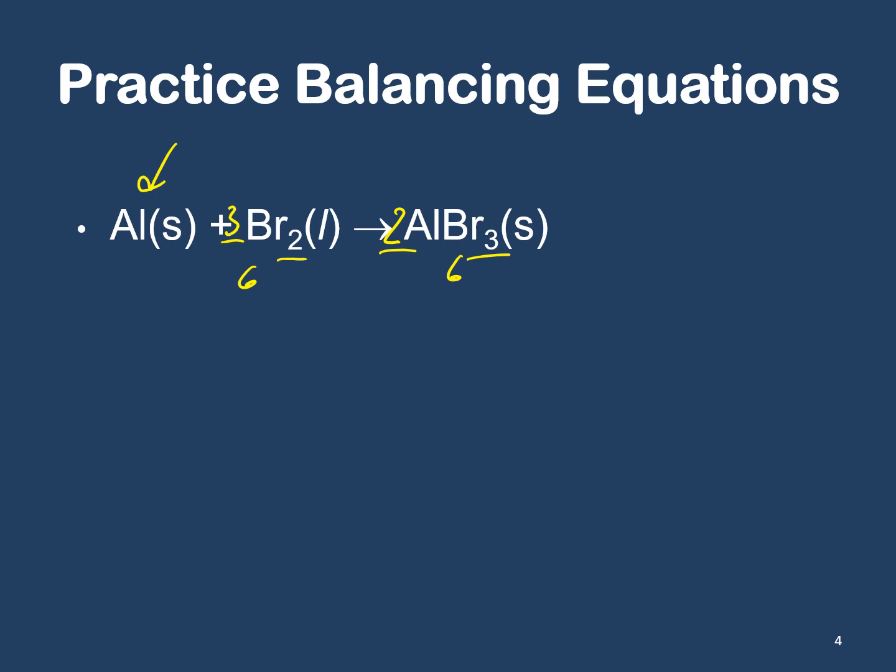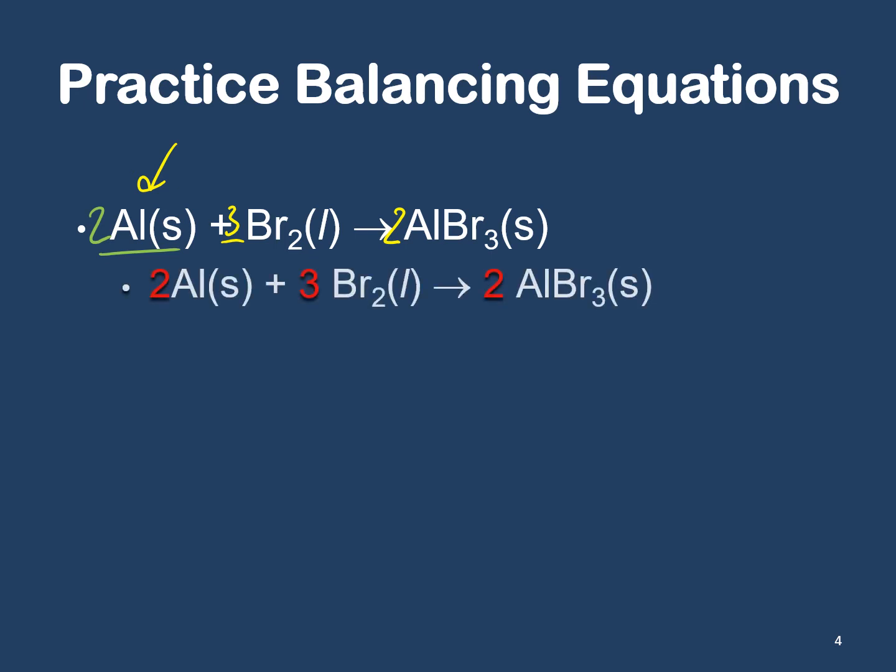Now I can focus on Al. I know there are 2 Als here and only 1 there. So I'm going to need to put a 2 in front of Al on the reactant side. And this is an example of balancing our chemical equation.